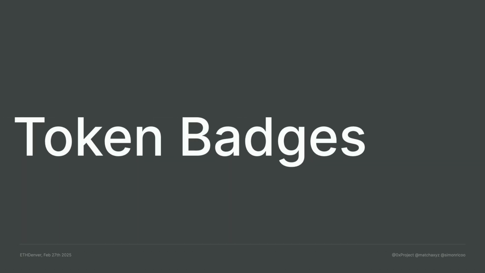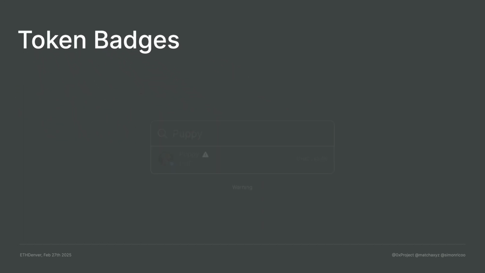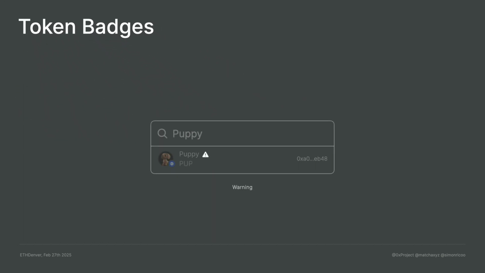Now, let me spend some time talking about the token badges, starting with the warning badge. The warning badge is great. It can warn you about some things that are hidden that you don't see, but the warning badge is not really transparent. It doesn't tell you if those issues are serious or not.